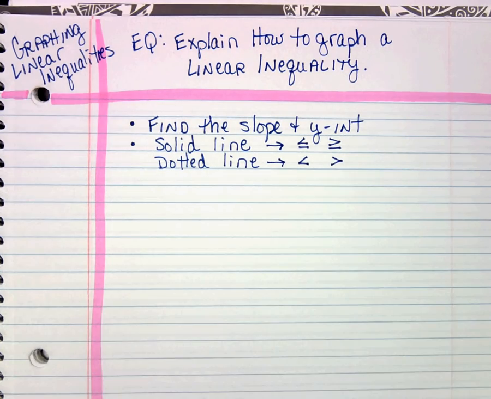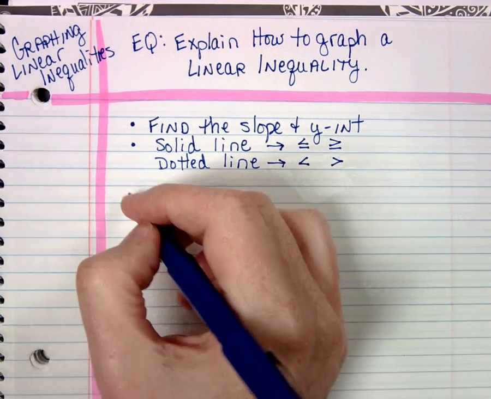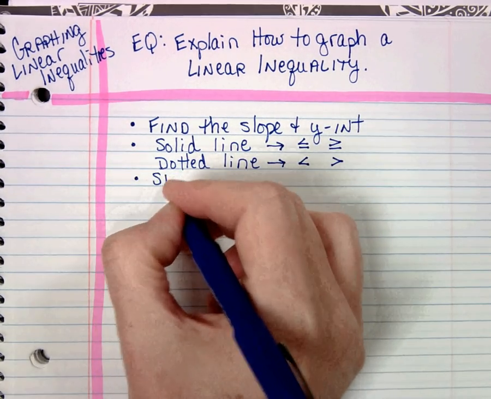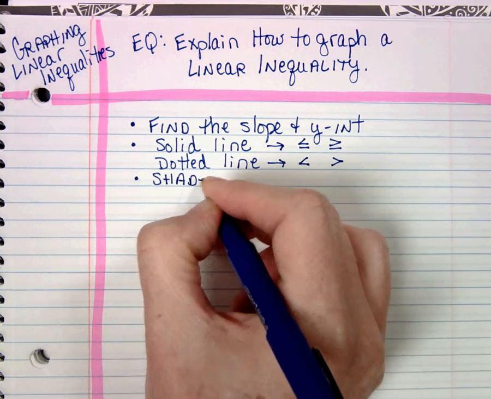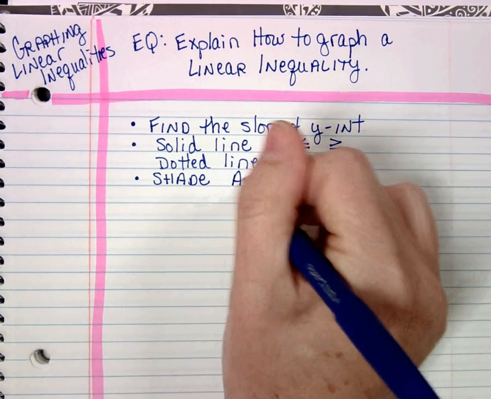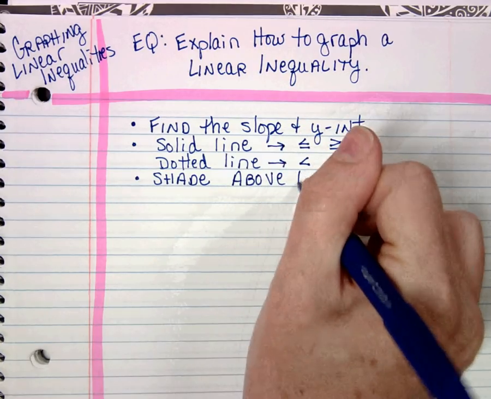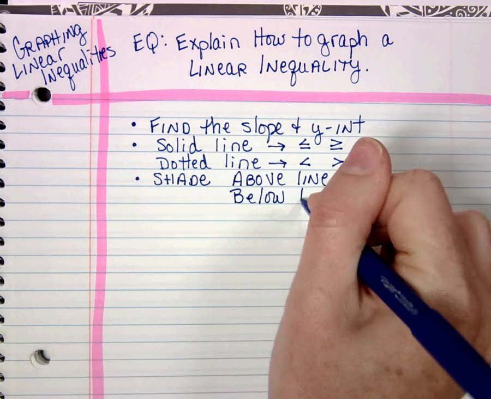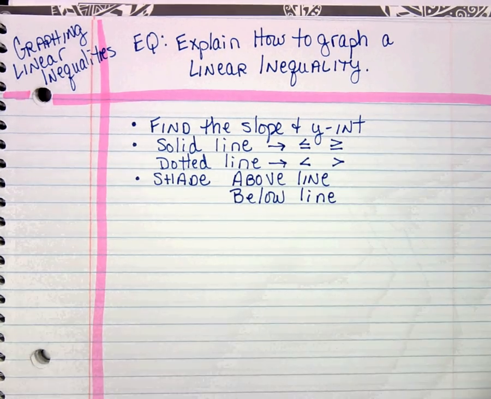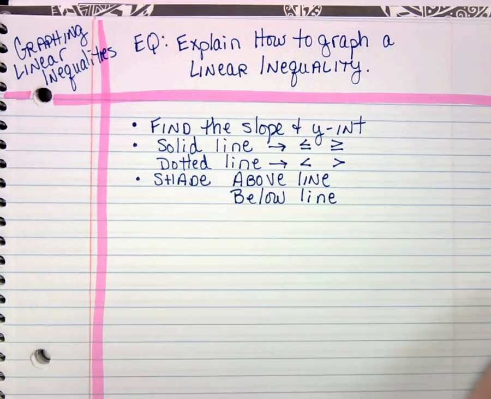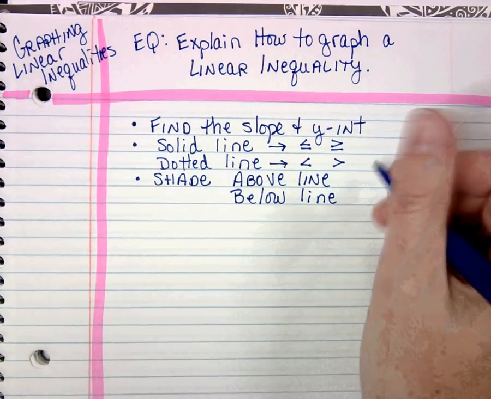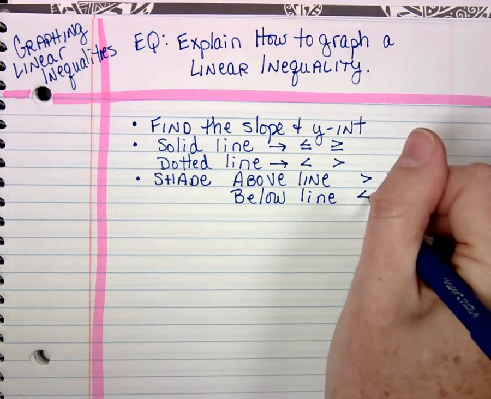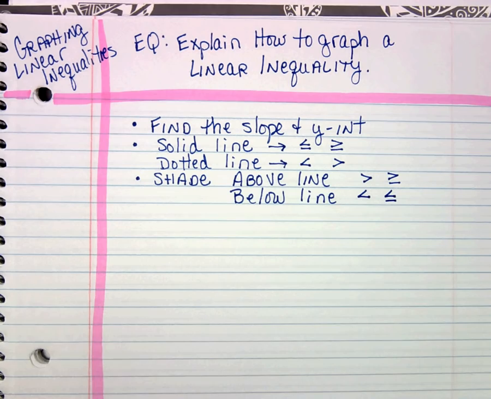Okay? The next thing we're going to do is we're going to shade, just like we do on the number line. We're going to shade above the line or below the line. Sometimes we shade to the left of the line or the right of the line if it's horizontal, vertical, up and down. But most of the time our lines are going to be diagonal. Above the line is obviously if we have a greater than sign. Below the line is if we have a less than sign.